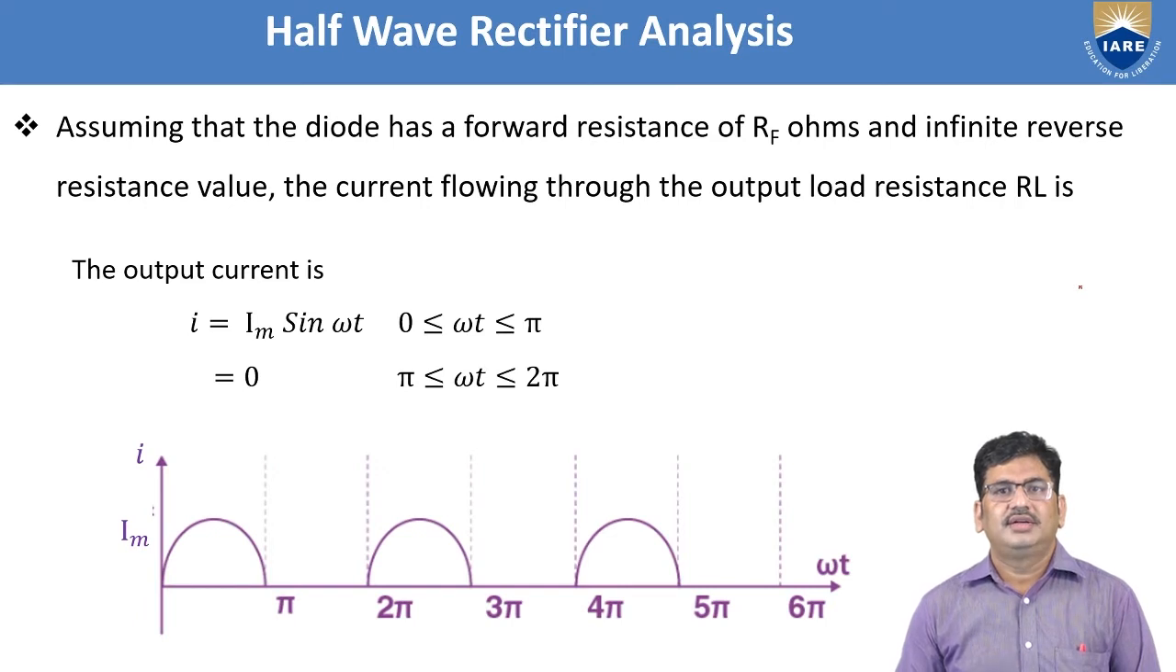Before that, as we know, the current flowing through the resistance R is seen in the positive half cycle. So the current expression we can write as i = Im sin omega t, where 0 ≤ omega t ≤ pi, and i = 0 for the duration pi ≤ omega t ≤ 2 pi.